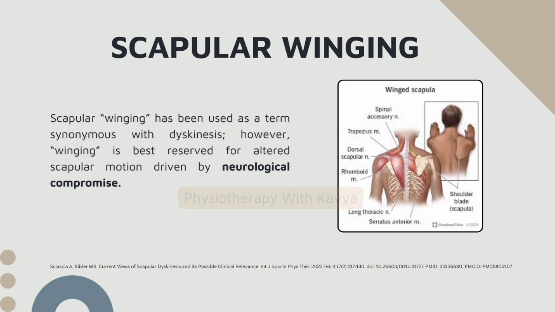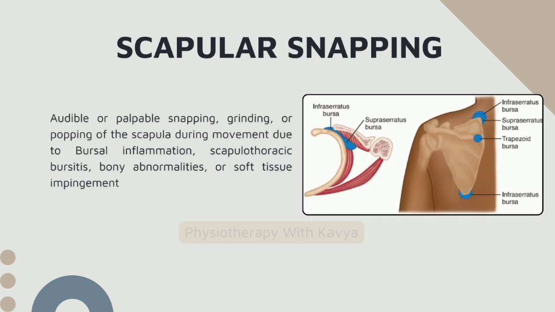However, winging is best reserved for altered scapular motion driven by neurological compromise. So, when there is the medial winging that we see most commonly, it's due to the weakness of serratus anterior due to the nerve affected, that is long thoracic nerve. When there's lateral winging, it is due to the weakness of trapezius muscle, which is affected by the spinal accessory nerve.